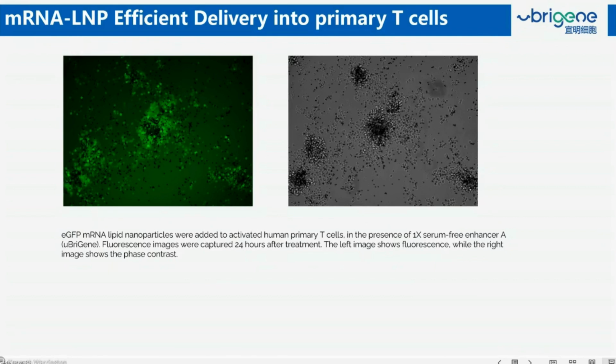Just taking a look at the efficiency of our LNPs to deliver RNA. Here, a GFP RNA is being delivered to primary human T cells. The lipid nanoparticles were added to activated T cells in the presence of serum-free enhancer A. Fluorescent images were then captured 24 hours later, with the left image showing the fluorescence and the right showing these cells under phase contrast.